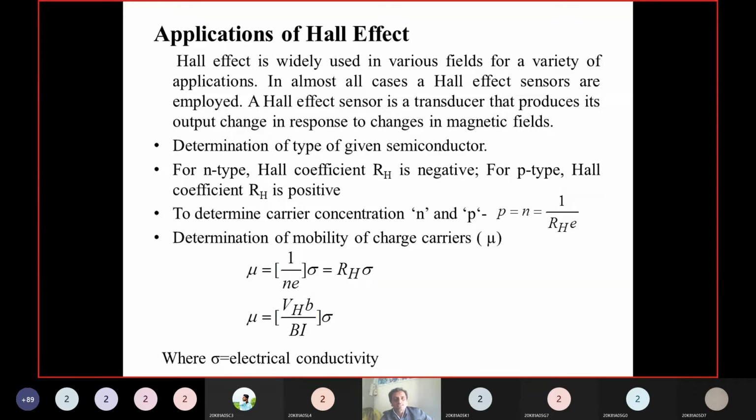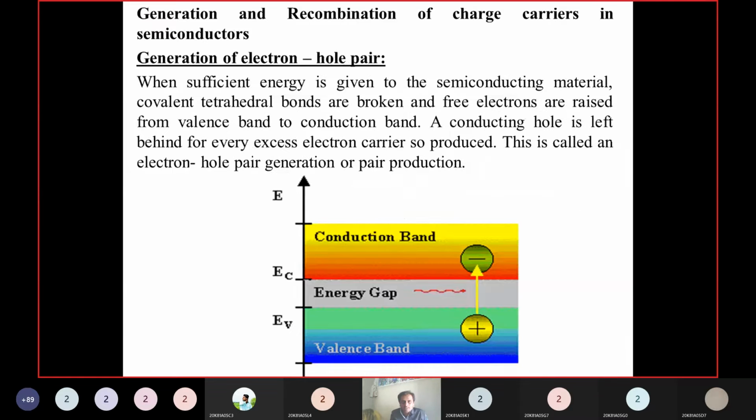Now coming to the generation and recombination of charge carriers in a semiconductor. Based on generation and recombination, we will explain the PN junction diode. That's why we are discussing it here. First of all we will discuss the generation of the electron-hole pair. We discussed this previously, so once again we will discuss it.